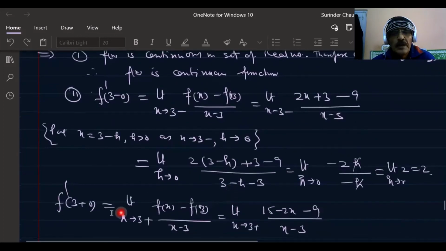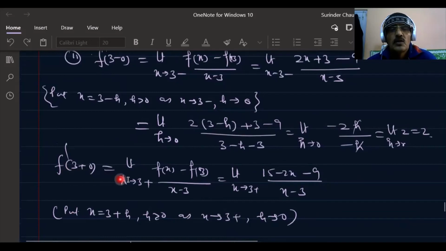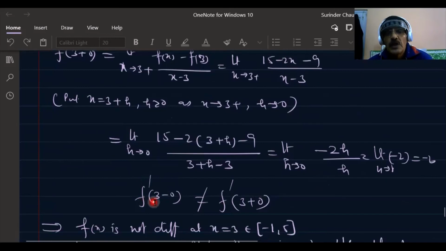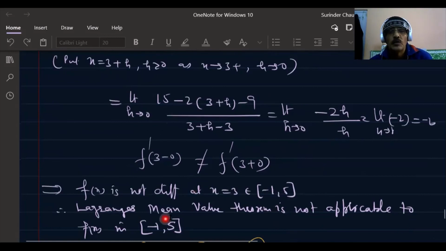Similarly, we will find the right derivative at 3. It is the limit as x goes to 3 from the positive side of (f(x) - f(3)) / (x - 3). Again, change the limit: put x equal to 3 plus h, so h goes to 0 from the positive side. Make the substitution and simplify it, and we get minus 2. So the left derivative at 3 is not equal to the right derivative at 3. So f is not differentiable at 3, which belongs to this interval. So we found one point where it is not differentiable. So the theorem is not applicable for the function f(x) in this interval. Thank you.